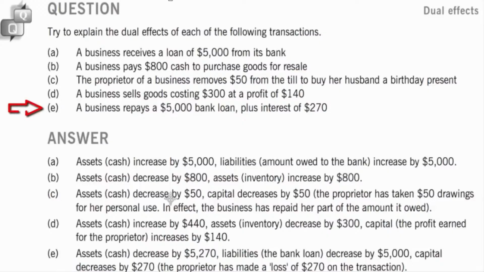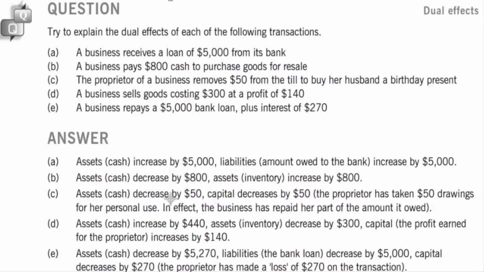Transaction E. The business repays a $5,000 bank loan plus interest of $270. In this final transaction, the business is paying back the bank loan in full plus an additional $270 in interest. This affects cash, liabilities, and capital. Here's the breakdown. 1. Assets, cash, decrease by $5,270 because this is the total amount being paid out. $5,000 for the loan plus $270 for interest.